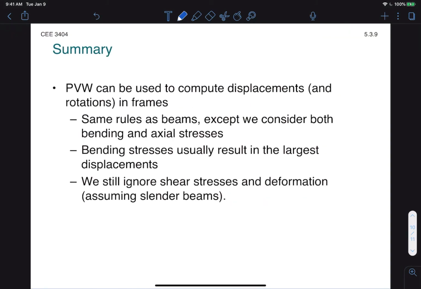So in summary, we've established that principle of virtual work can be used to compute displacement in frames by considering both axial and bending deformations, but essentially using the same rules as beams. We've shown that bending stresses usually result in the largest displacements for most common types of frames, and we'll generally ignore shear stresses and deformation due to those stresses as long as we're dealing with slender beams. And in fact, we can usually ignore axial deformations as well. Just be clear about your assumptions when solving these problems.